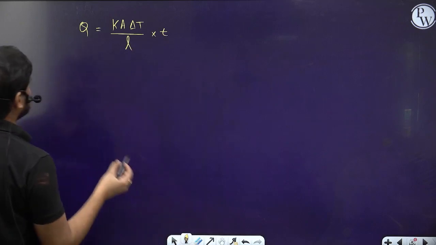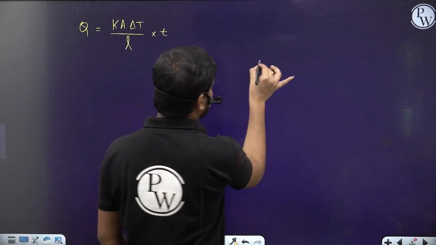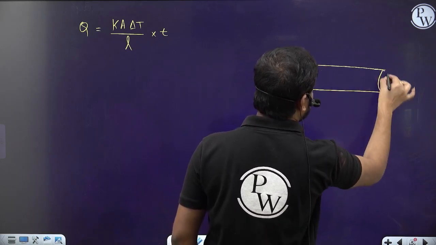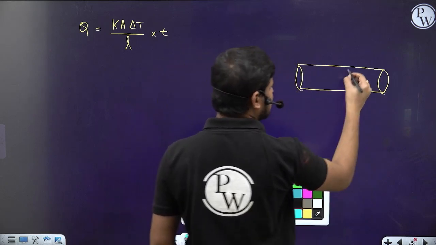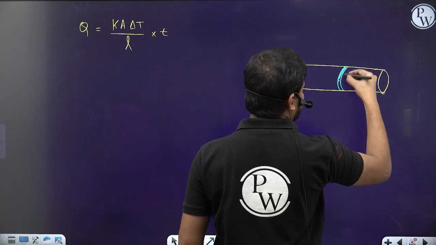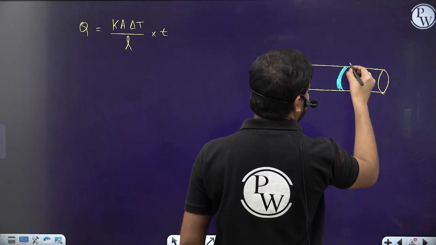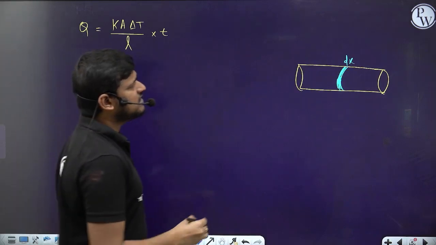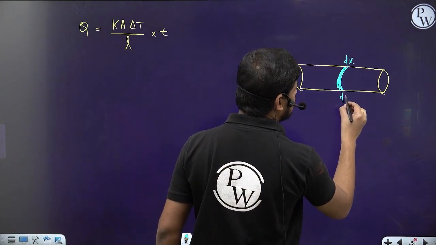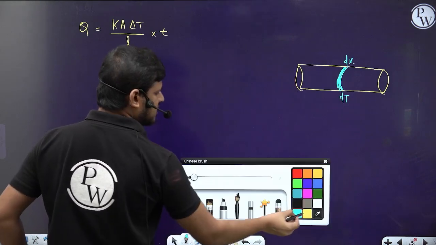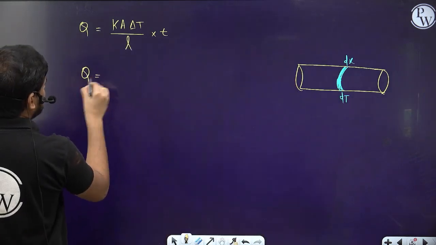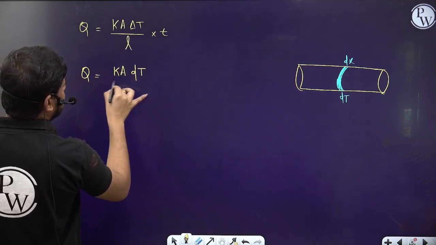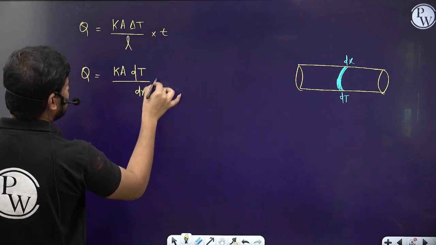Yes. So now, let's consider this is a metal rod. So I am taking a very small cross sectional area. So let's say this is the very small cross sectional area, whose length let it be dx. And the small temperature change here, dT. So then I can write Q equals KA dT by the small length dx into t.